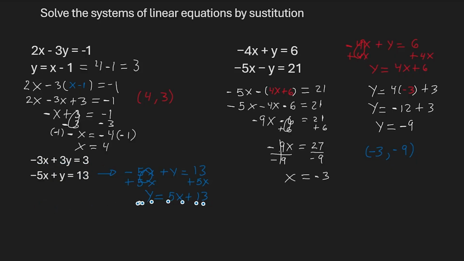So let's go ahead and do the substitution. Now y is by itself. And what I'm going to do is rewrite negative 3x plus 3 times y, all of that equals 3. Oh, let me change the color. The value that I'm going to substitute for y will be 5x plus 13.